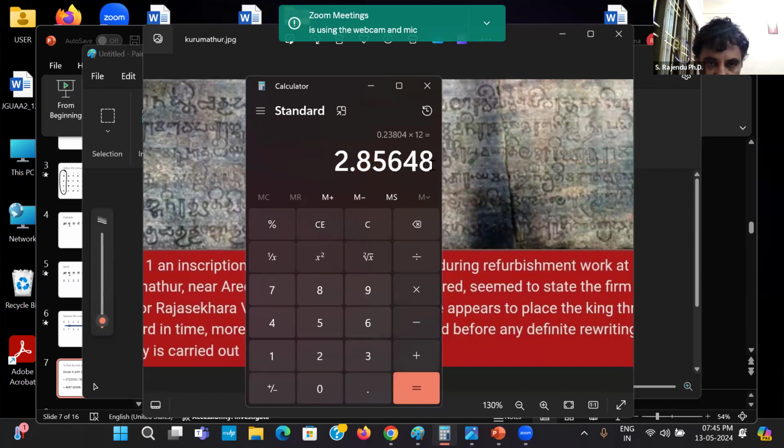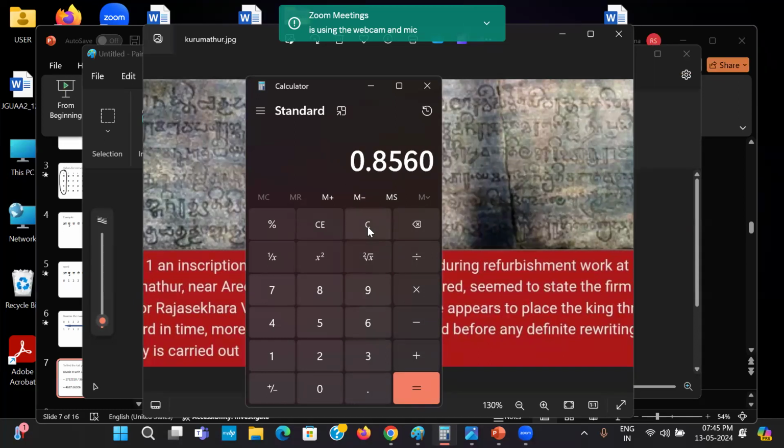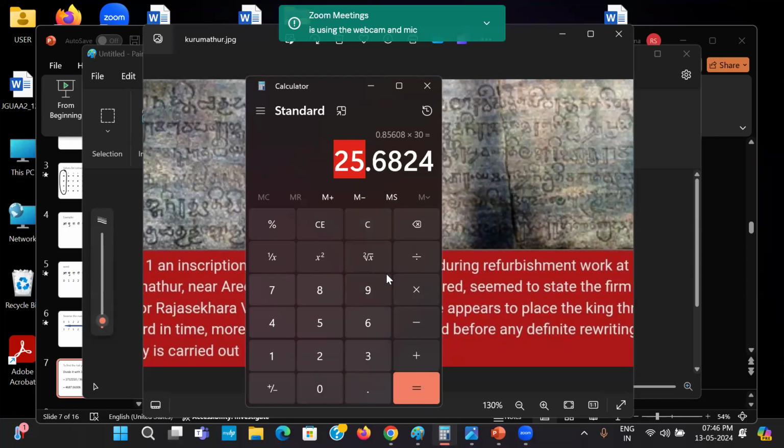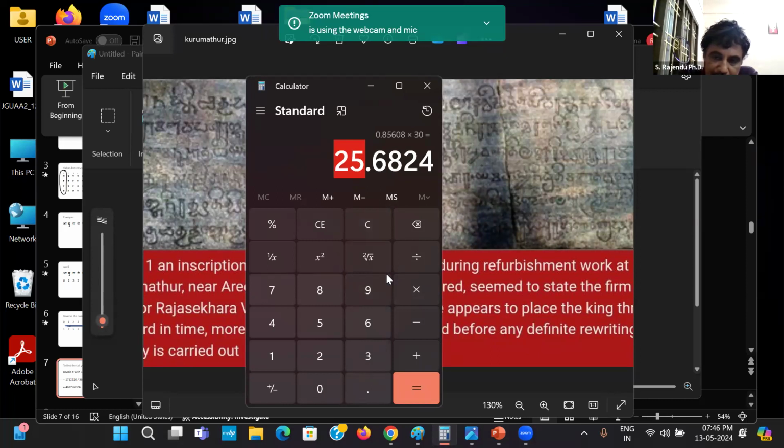Then you can find the day. 0.85608 into 30 is equal to the 25th day of that month. This inscription was written in the year 872 AD, in the second month and the 25th day.